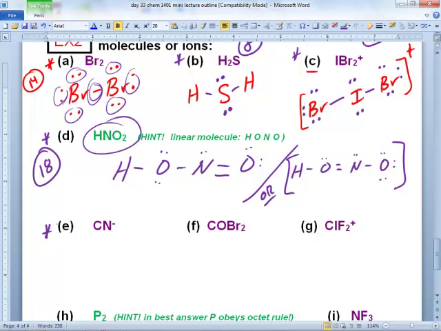Is it CN or cyanide? Cyanide is CN minus. That's the polyatomic ion, cyanide. Oh, it's a carbon and a nitrogen. Yeah, it's a carbon and a nitrogen with an overall -1 charge. All right, but it has a -1 overall charge. So what's your total?